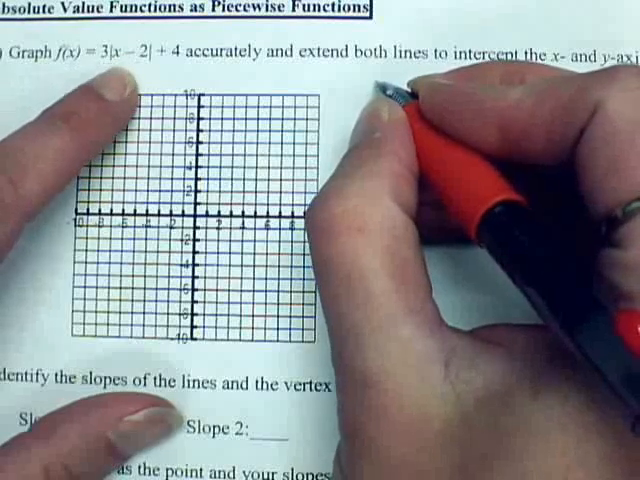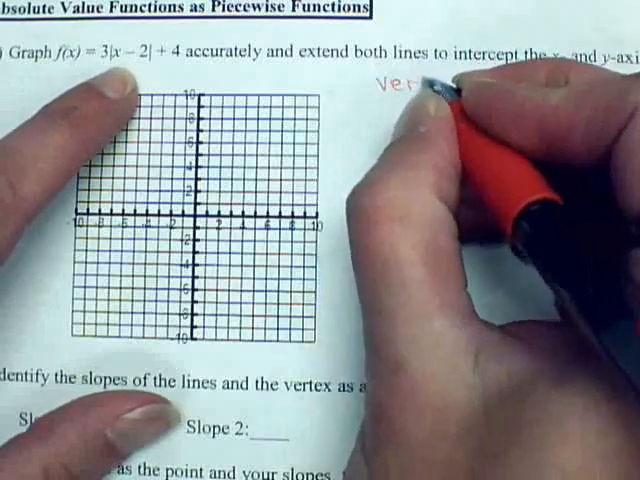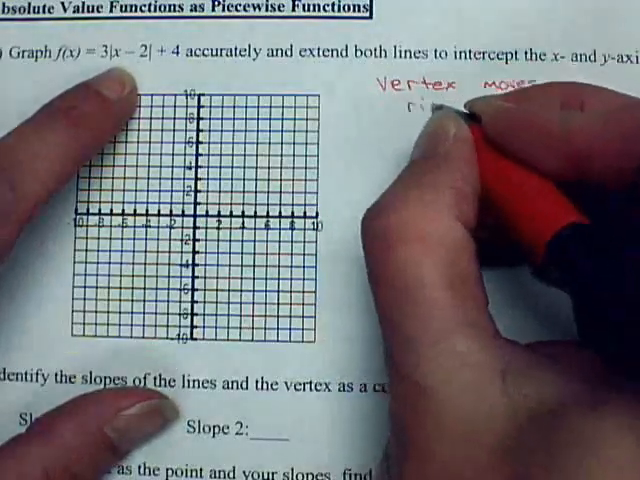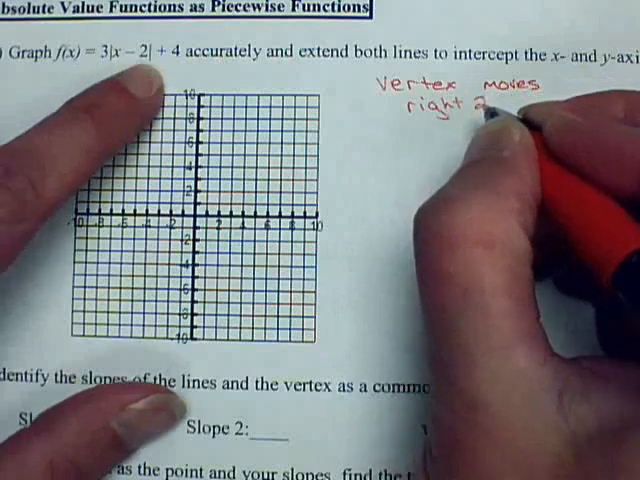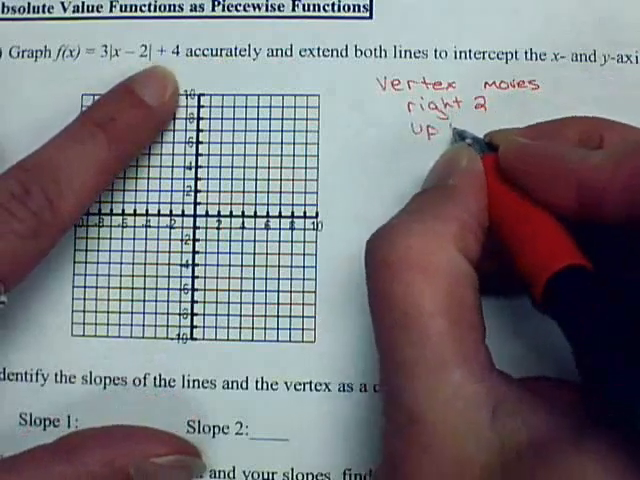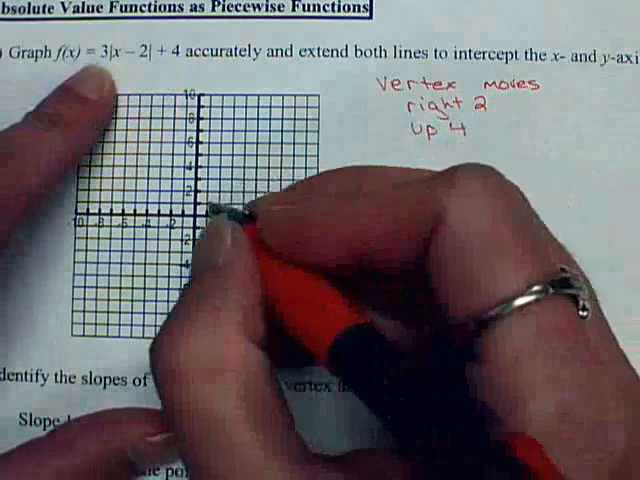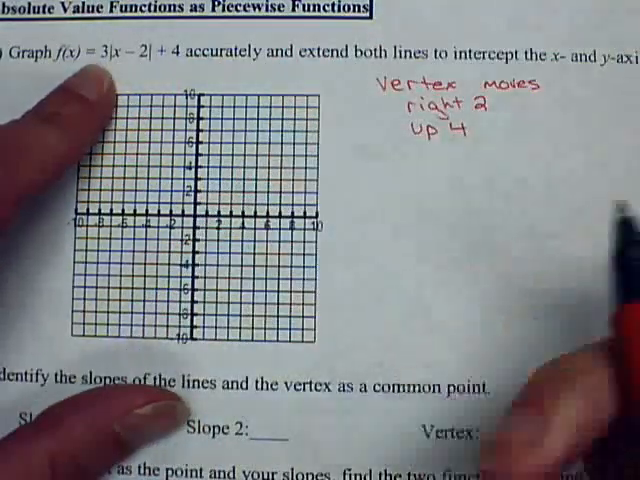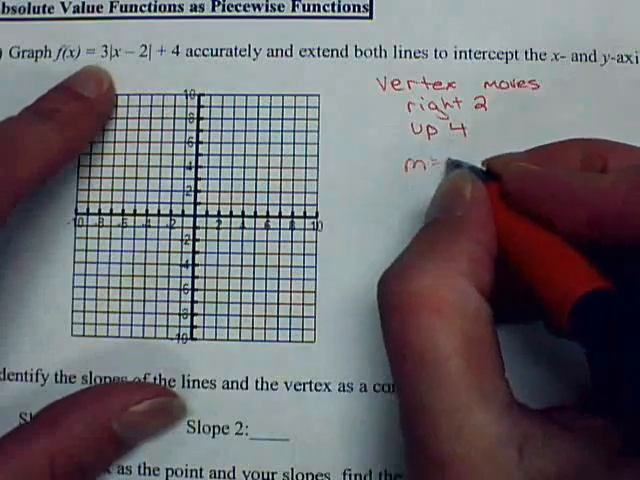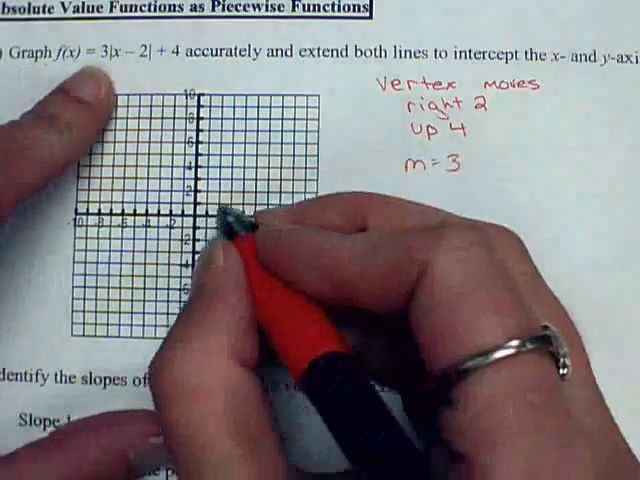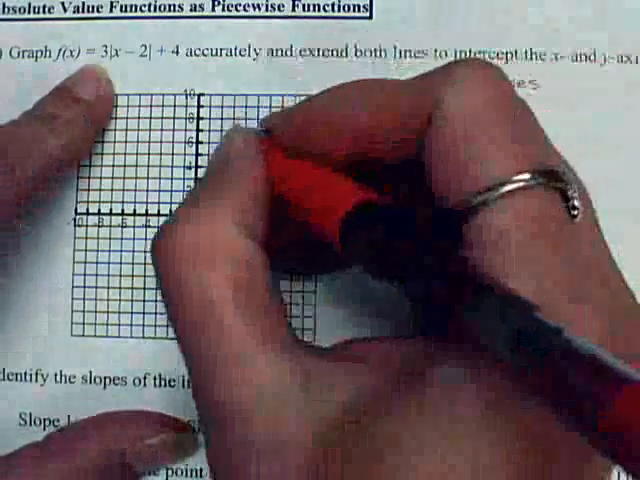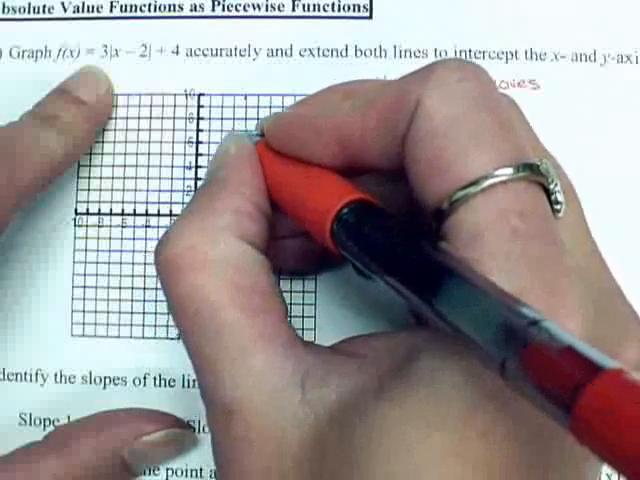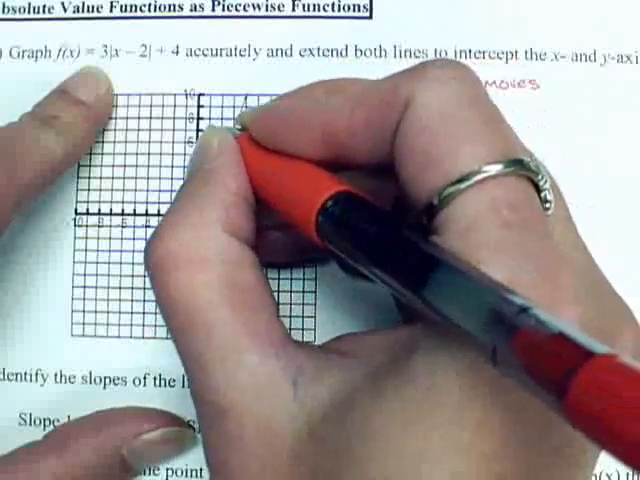So our vertex, instead of being at 0, 0, moves right 2, and then the plus 4 moves it up 4. The 3 gives me how steep those arms of the V are. It gives me basically a slope of 3. So right 2, up 4. Slope of 3 would be here, here. And then the other side is always a mirror image.